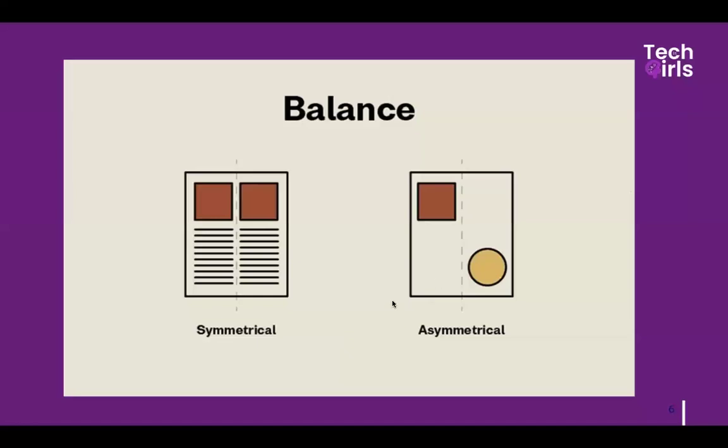So the first one is balance. Balance shows us if the design is symmetrical or asymmetrical.